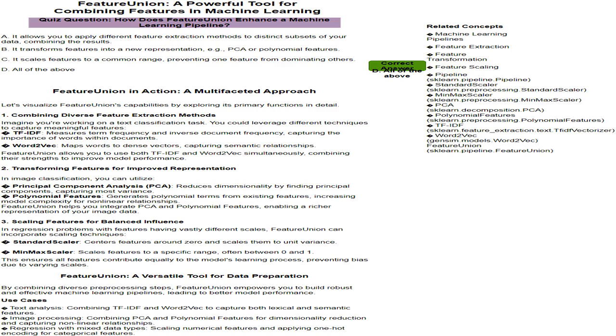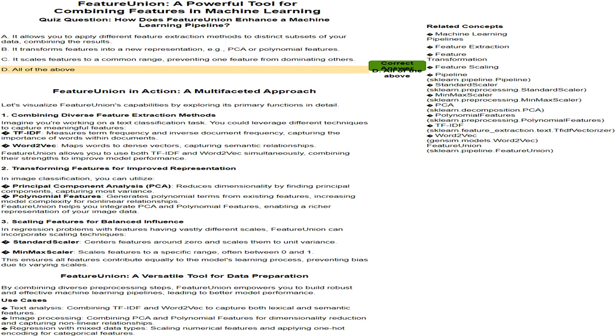How does feature union enhance a machine learning pipeline? A. It allows you to apply different feature extraction methods to distinct subsets of your data, combining the results. B. It transforms features into a new representation, example PCA, or polynomial features. C. It scales features to a common range, preventing one feature from dominating others. D. All of the above.